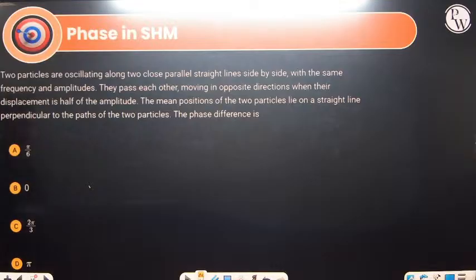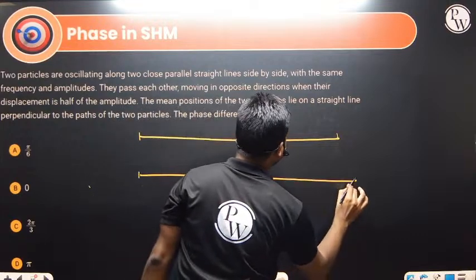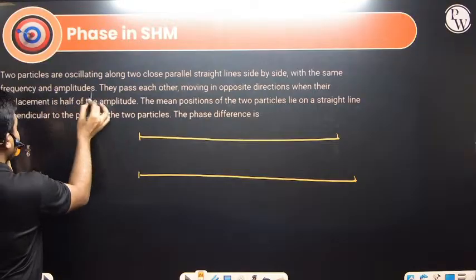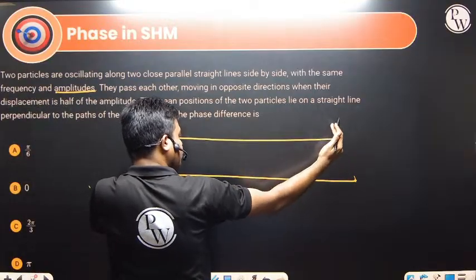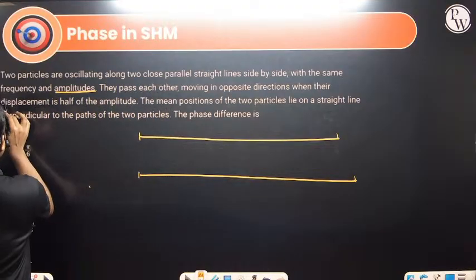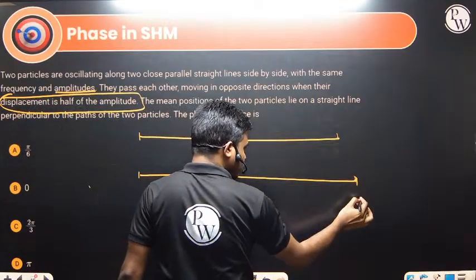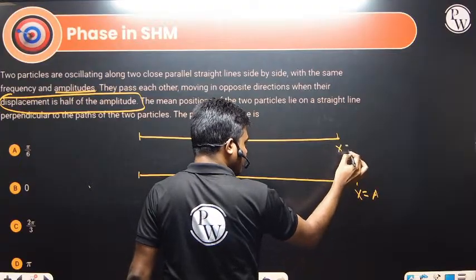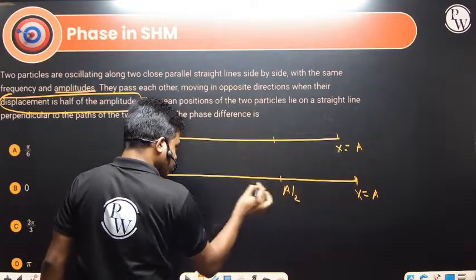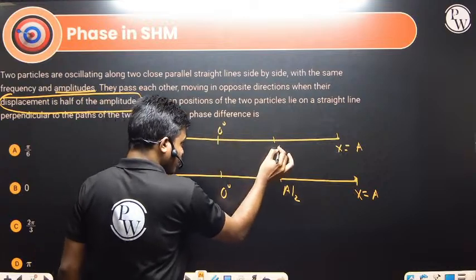Two particles are oscillating along two close parallel straight lines, like this, side by side, with the same frequency and amplitude. So this length and this length should be the same because the amplitude is the same. They pass each other moving in opposite directions when their displacement is half of the amplitude. So this particular point is x equals a, and this also x equals a. When their displacement is half of the amplitude, this side is a by 2, and this is 0 degree, and this is 0 degree.